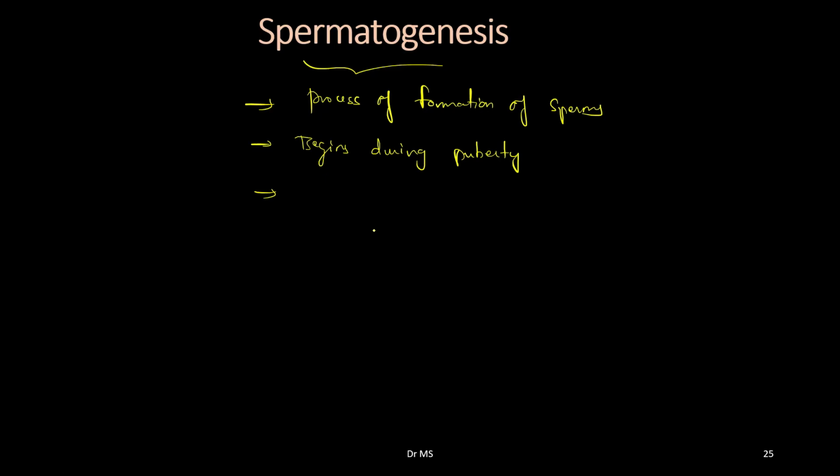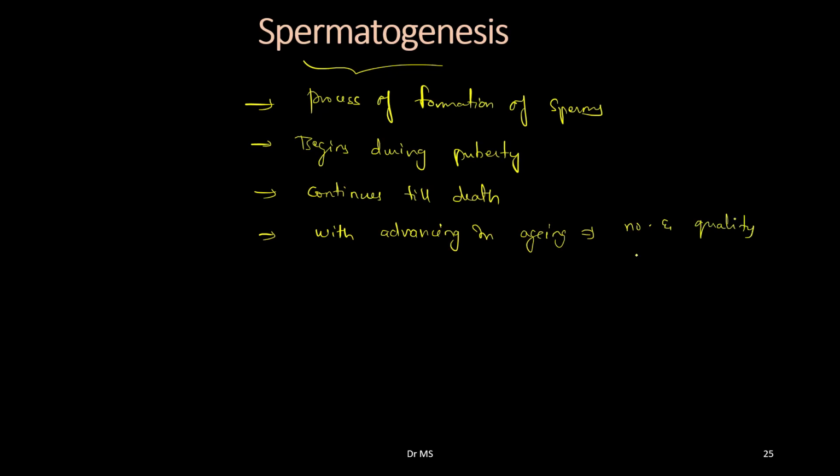In females, it will happen only for some time, and after that it will stop. That we call menopause. But in males, it will not happen like that. It will continue till death. But the sperm quality and sperm number may reduce with age. As the person ages, the sperm quality and number will reduce. So remember, with advancing age, the number and quality of sperm reduces.